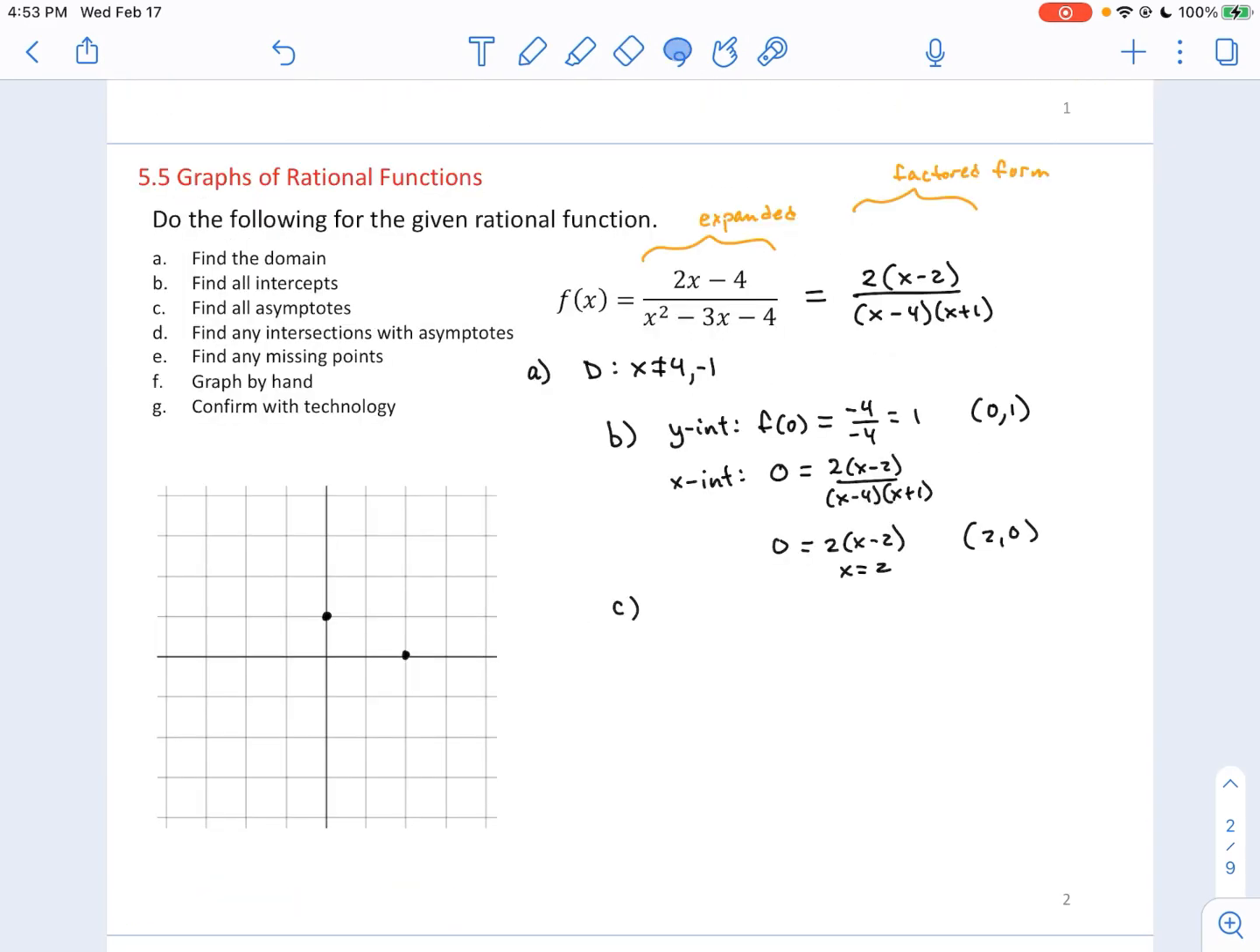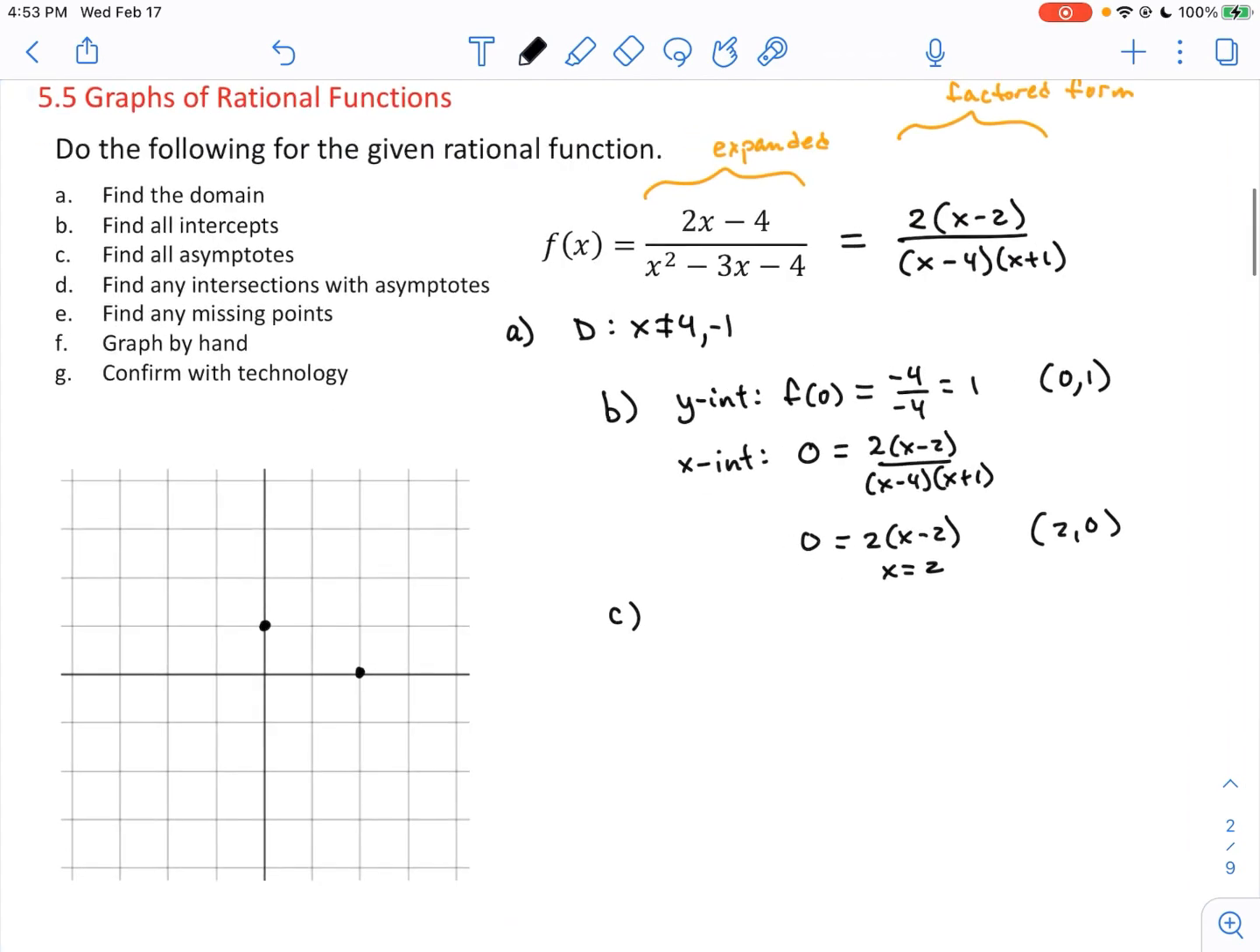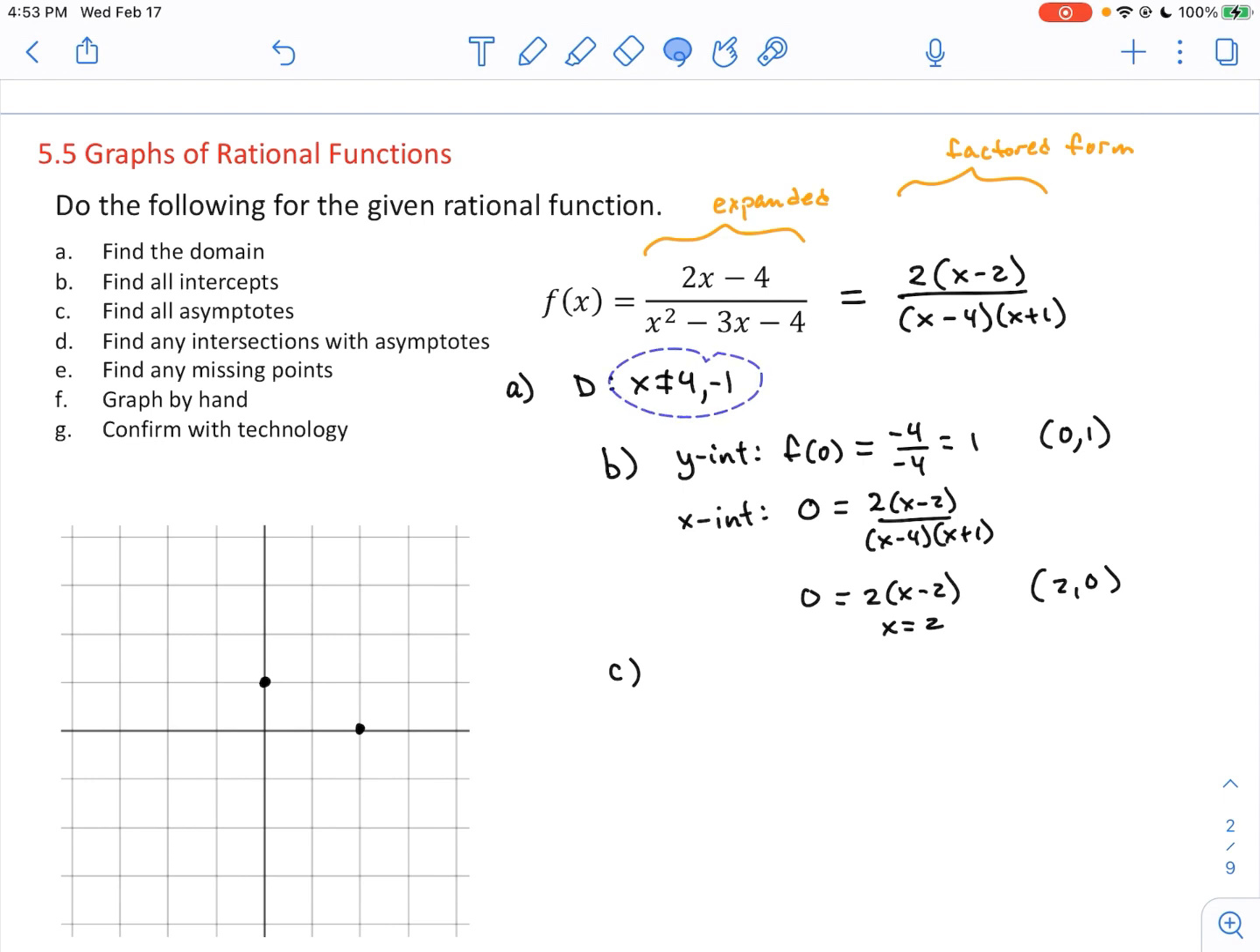Part C, find all the asymptotes. Let's begin with the vertical asymptotes. Those are connected to the domain. Every domain restriction you have is potential for a vertical asymptote. When you try to plug in 4 into this, do you get 0 over 0 or non-zero over 0? And the answer is we get non-zero over 0. That means we have a vertical asymptote at 4. If you plug negative 1 into this function, either there or there, doesn't matter, you're going to get non-zero over 0.